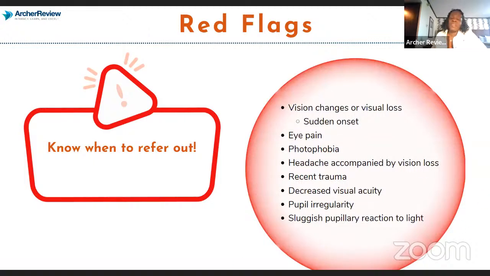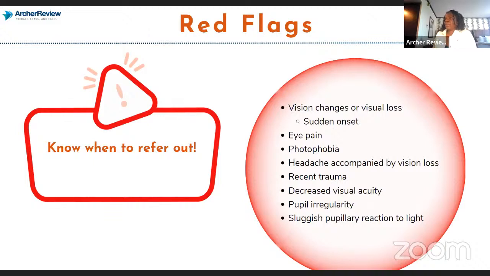This is very important: we have red flags, and you need to know when to refer out. If someone is complaining of sudden visual changes or visual loss, eye pain, photophobia, a headache accompanied by vision loss, any recent trauma, decreased visual acuity, or pupil irregularity or a sluggish pupil reaction to light, those are all red flags. You want to make sure that you refer them out to a specialist if you identify any of these conditions when you're doing their exam.